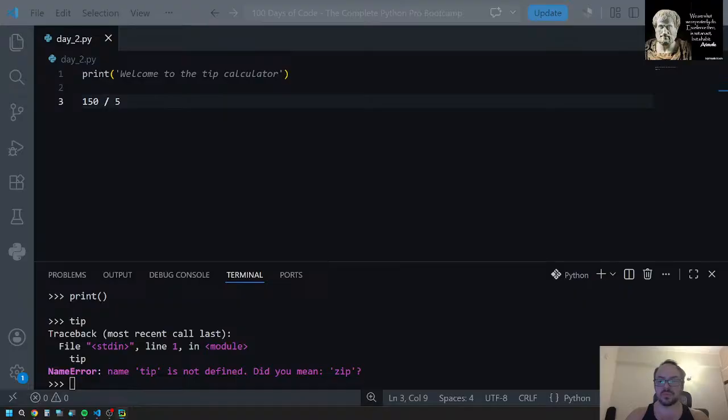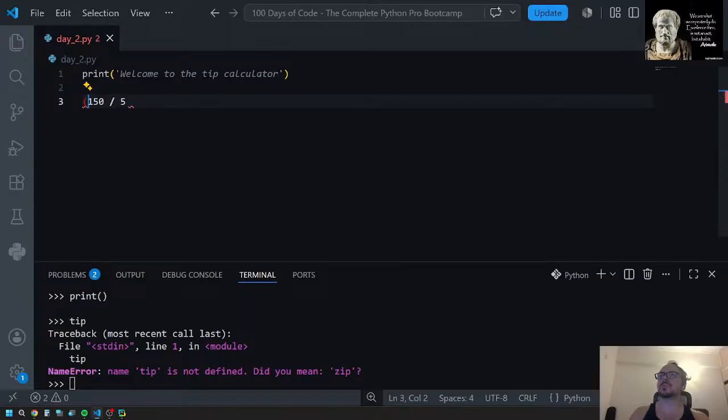So each person will pay $30, right? And then we need to add 12%. So that means 1 plus 0.12, right? Or 1.12. This will add 12% to this particular bill. And this should give us 33.6.